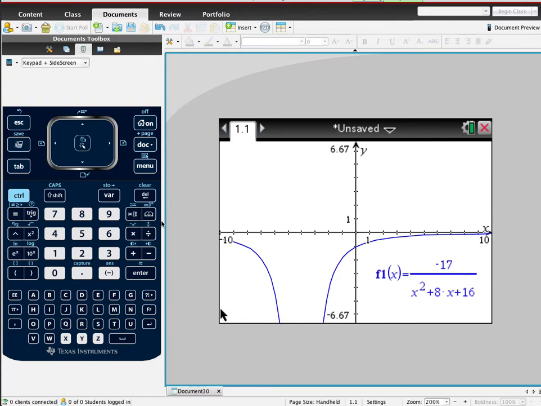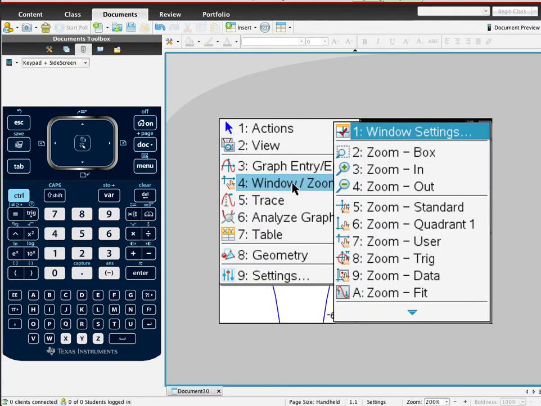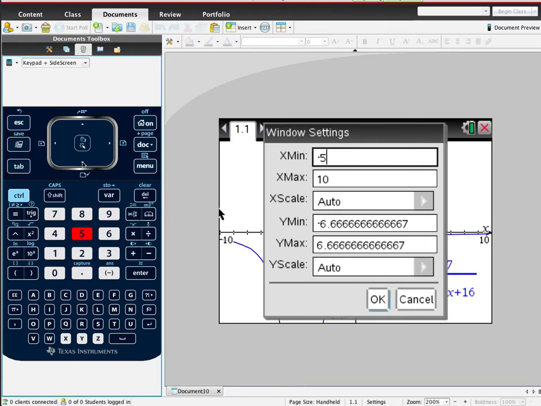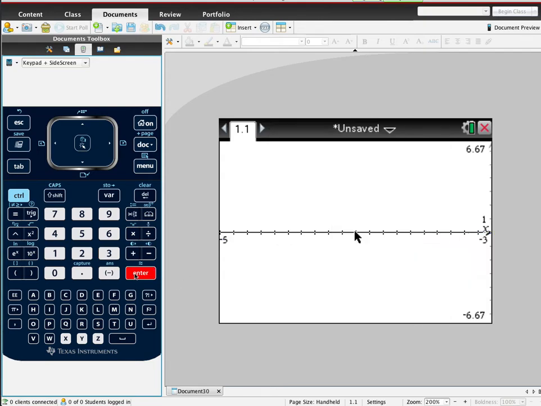Zoom out. All right, well, I don't want to zoom. Let's control the window a little bit better. So let's go to menu, window zoom, and let's go to window settings. What do you think I want to adjust my X min and X max to if I'm wanting to approach -4? -5 and -3 sounds good to me. So let's make it go from -5 to -3. So where is -4 going to be located when I press enter? Exactly in the middle.